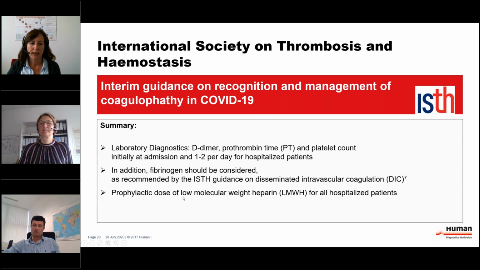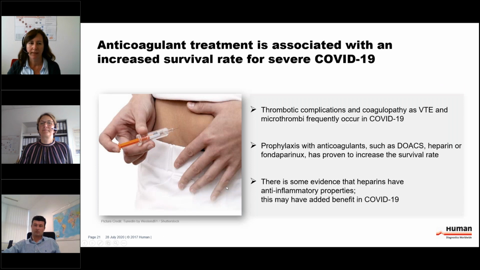They recommend a prophylactic dose of low molecular weight heparin for all hospitalized patients, as thrombotic complications and coagulopathy are quite common with COVID-19. So prophylaxis with anticoagulants is recommended, as studies have shown that it increases the survival rate. There's a preference at the moment for heparin, as there is some evidence that heparins have an anti-inflammatory effect, and this may have a benefit for the COVID-19 course.